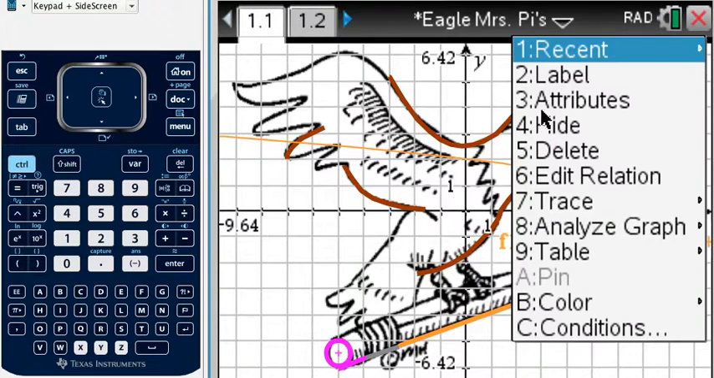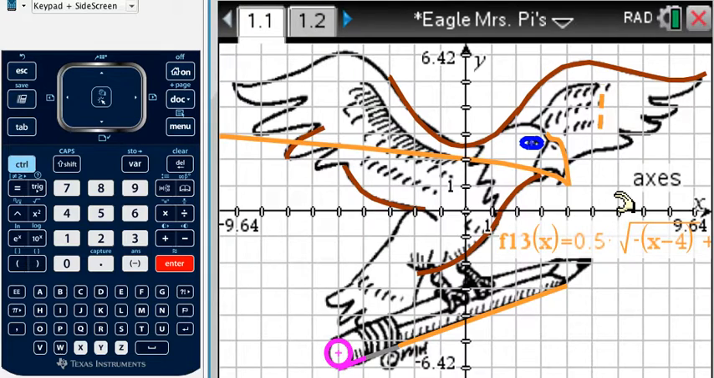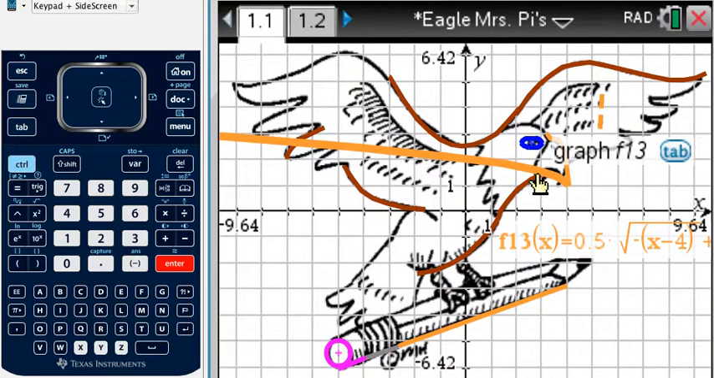Let's go ahead and make this line thicker. And that looks really good at 0.5. It hits this line really well. It doesn't quite get all of the curve of the beak, but you could definitely tell that it's the beak of the eagle. Okay, so now we need to limit it.